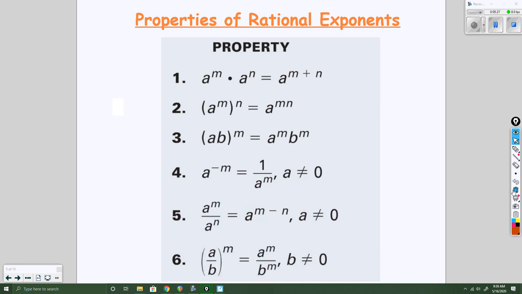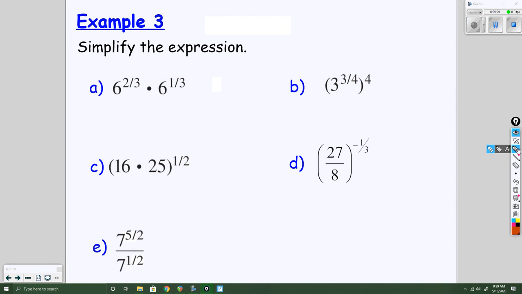All right, so in part A of example 3, remember, in order to use these rules, the base has to be the same. So we have 6 to the 2/3 times 6 to the 1/3. We're going to add those exponents using the product rule. That's 6 to the first power, which is just 6.